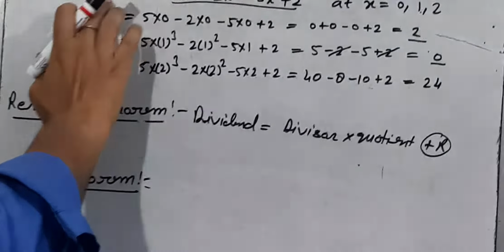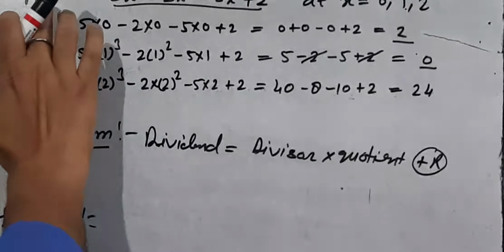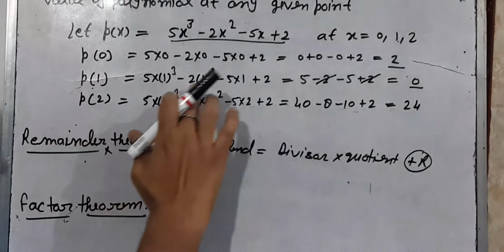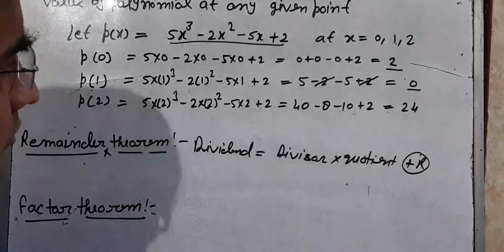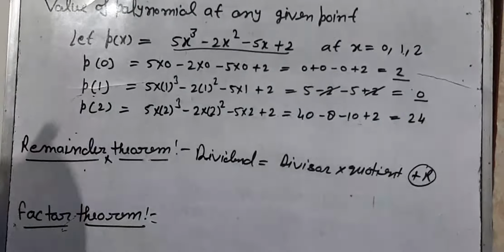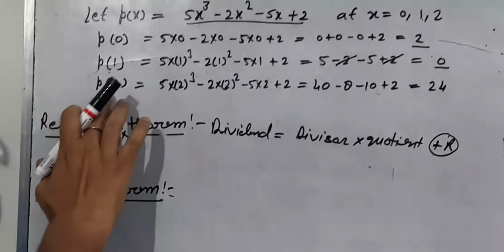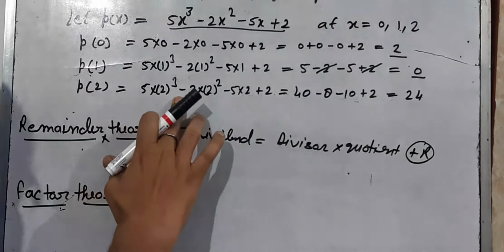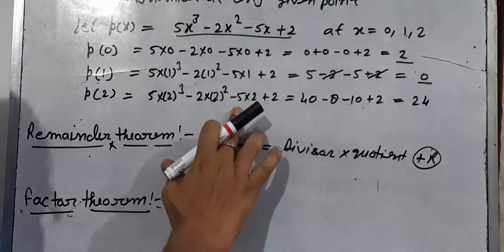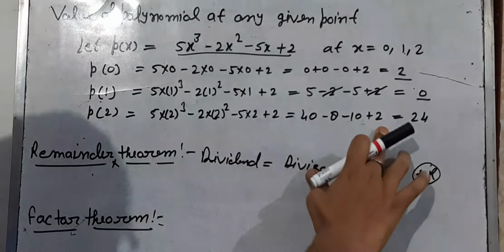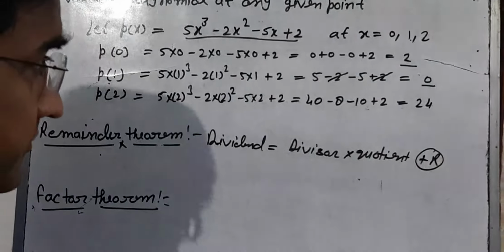Now, p(1), you put x equal to 1 here. You get its answer is 0. Now, p(2). p(2) means 5 into 2 cube minus 2 into 2 square minus 5 into 2 plus 2, equal to 40 minus 8 minus 10 plus 2, equal to 24.